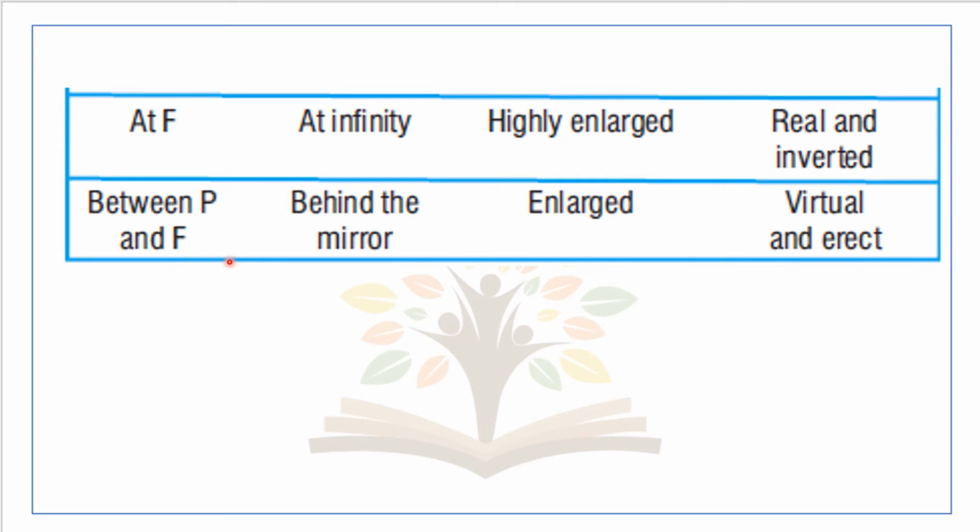A concave mirror gets a virtual and erect image when the object is between pole and F. The image is formed behind the mirror, the size of the image is enlarged, and the nature of the image is virtual and erect. Okay. Next.